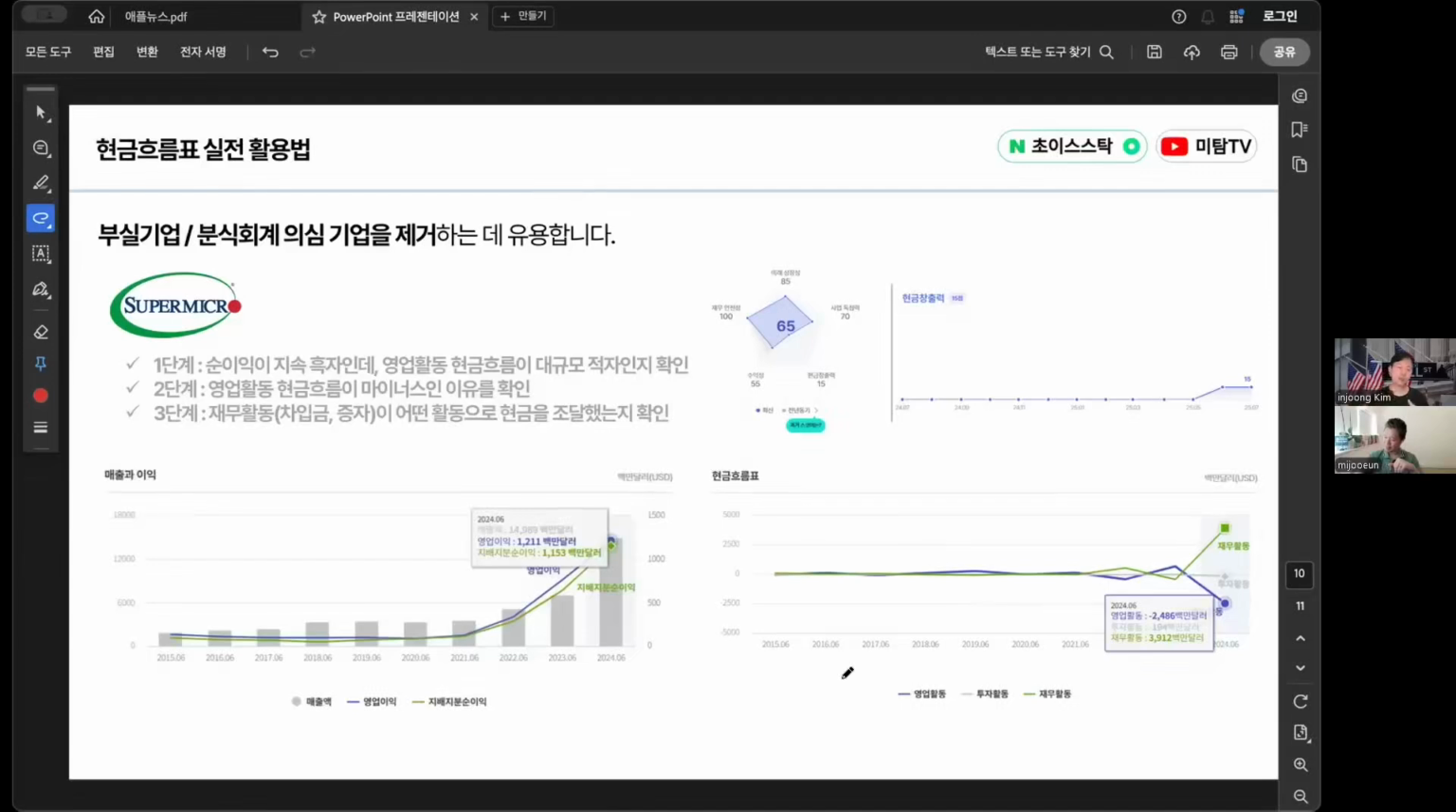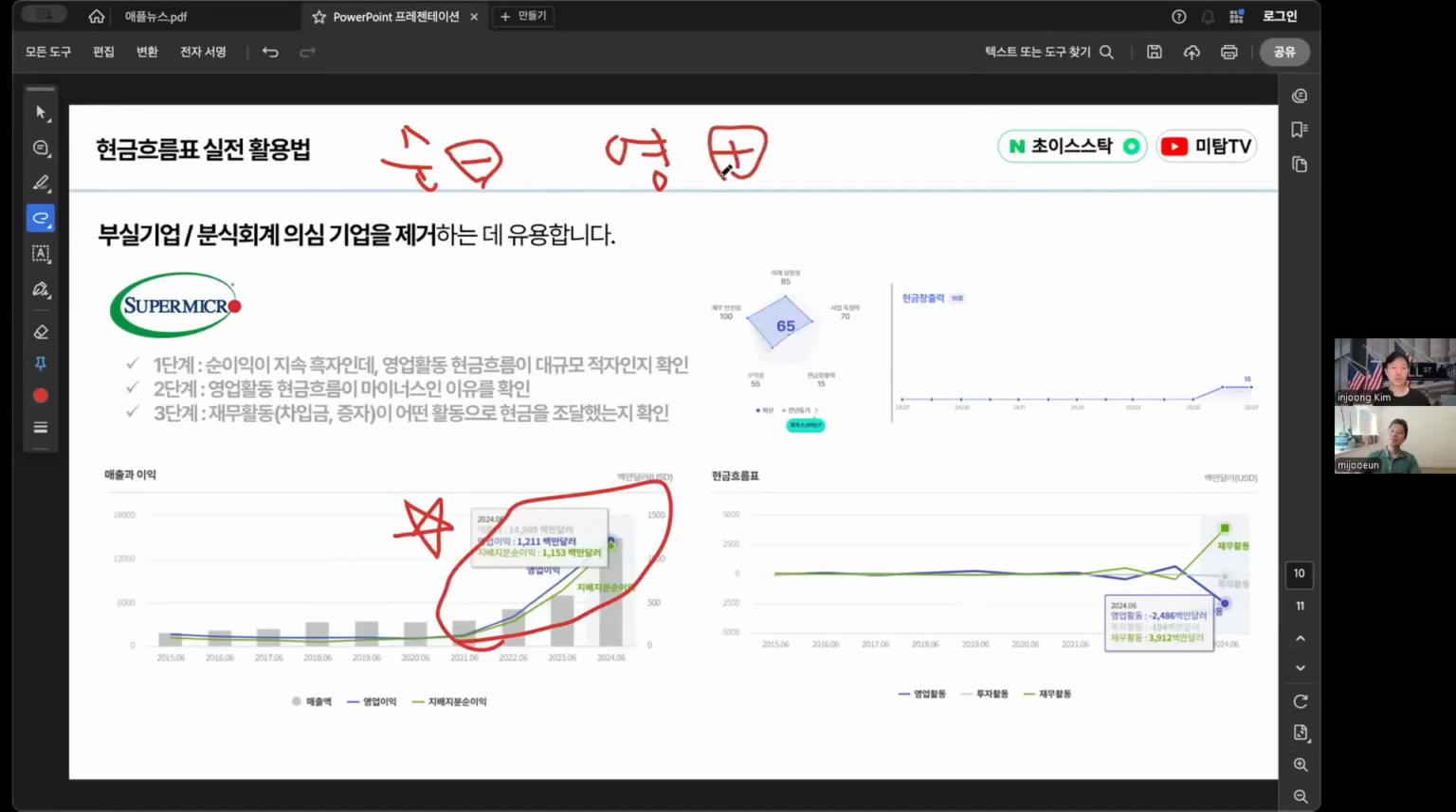Supermicrocomputer's stock price has recently risen significantly, indicating signs of recovery. This company is a representative case. This is a growth stock, and it's a case where net profit is increasing tremendously. Usually when a company is growing, as I mentioned earlier, the net profit is negative. The basic cash flow of a growth stock is that the cash flow from operating activities is positive like this. But in this case, the opposite happened. The net profit turned positive first, but the cash flow from operating activities hasn't turned positive yet.